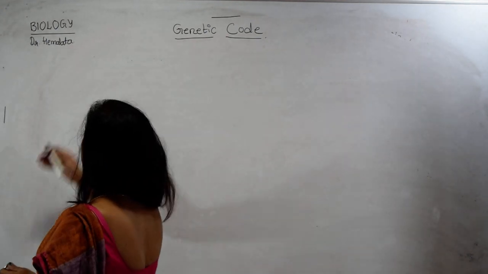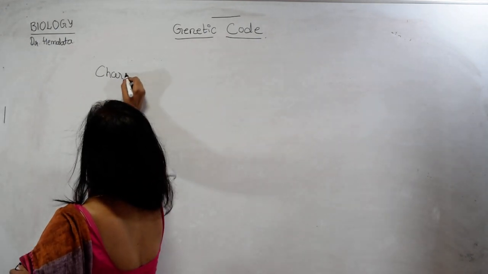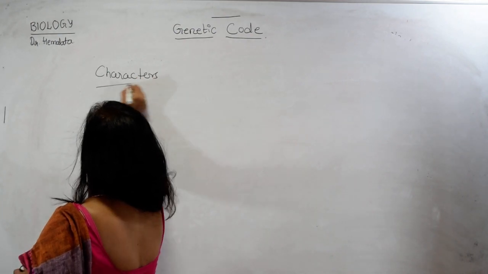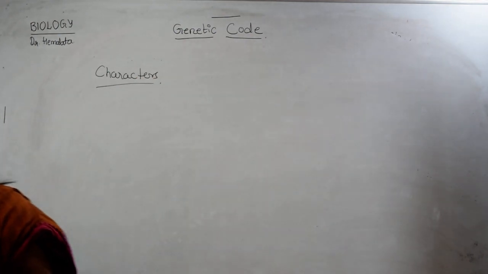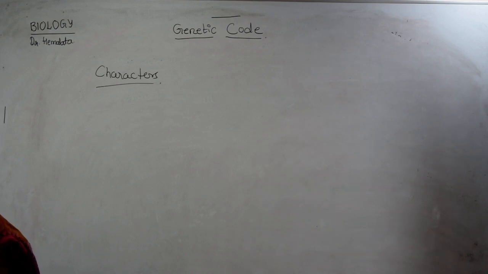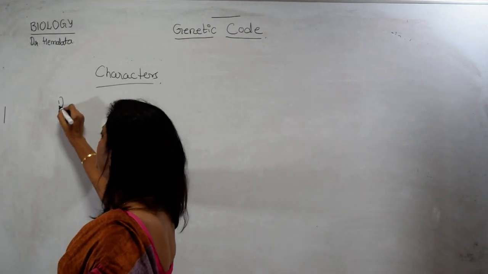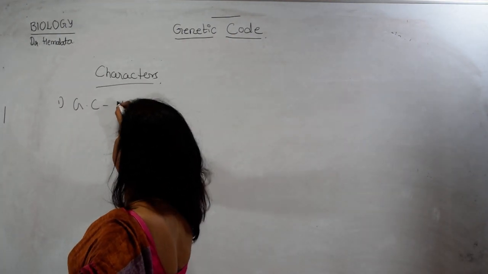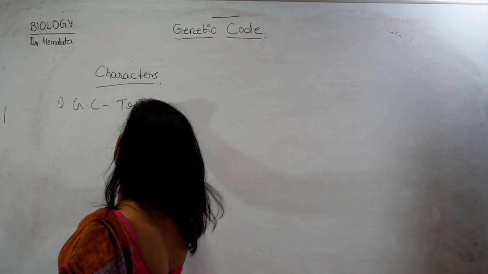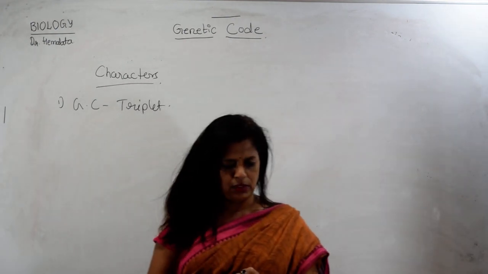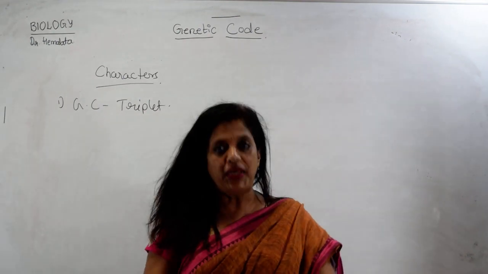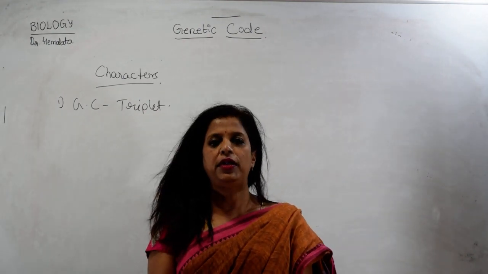Right? The characteristics of the genetic code. First I want you to know what a coding language is and how these nitrogen bases are going to produce the amino acids. So, characteristic features of the genetic code. The first characteristic feature is that the genetic code is triplet. That's the first thing, because it is the basis of this: the genetic code is triplet.